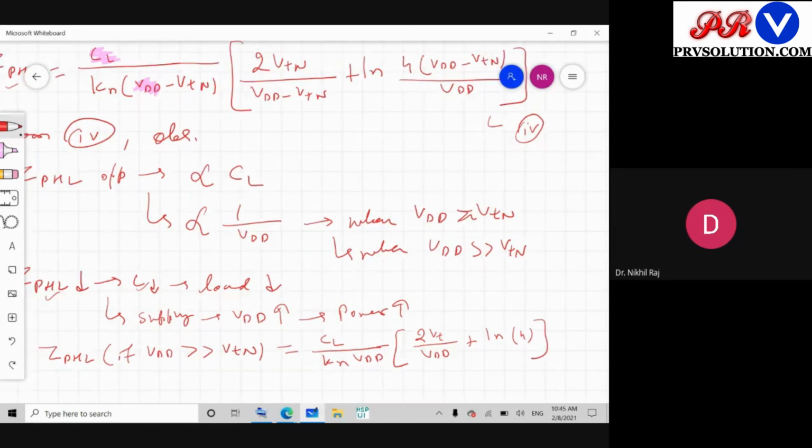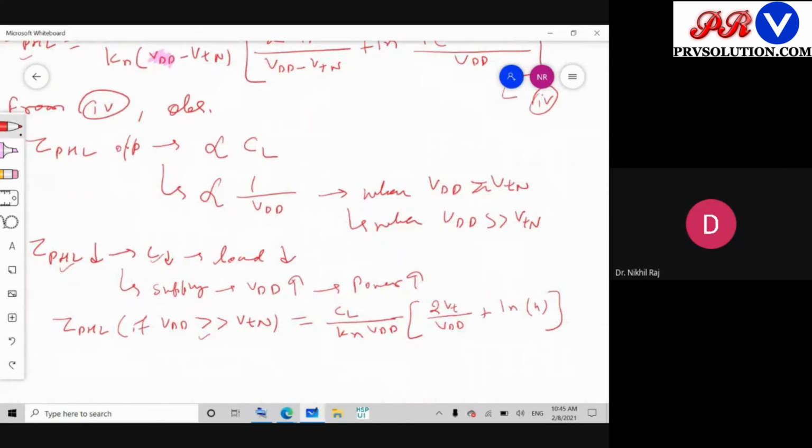So what happens if I make VDD very high? If I make VDD very high, then TPHL is only a function of VDD. If you see only VDD, because threshold voltage has been neglected compared to VDD. So we can make the circuit fast, but at the same time my power will increase.